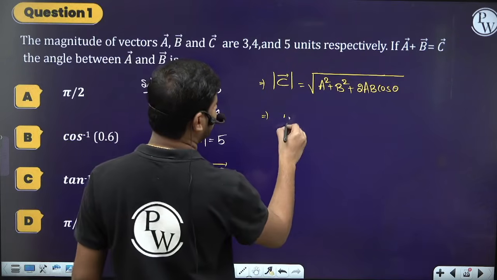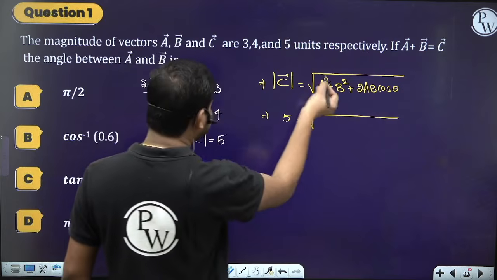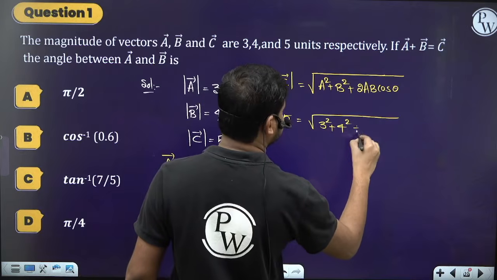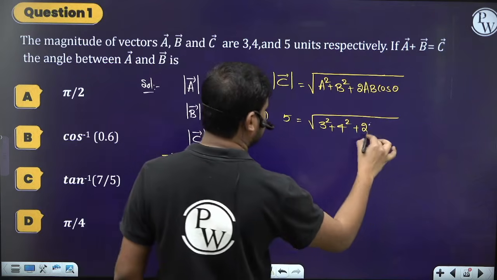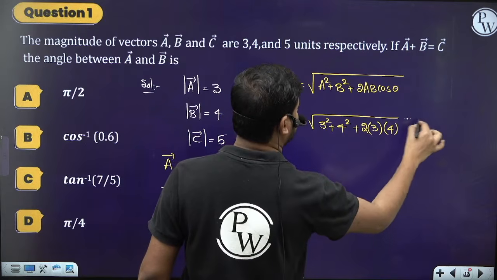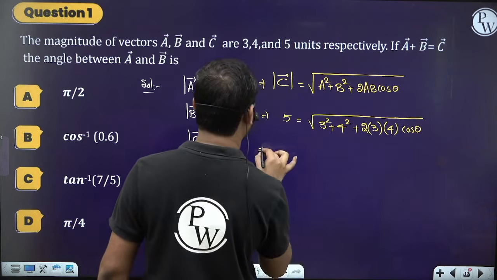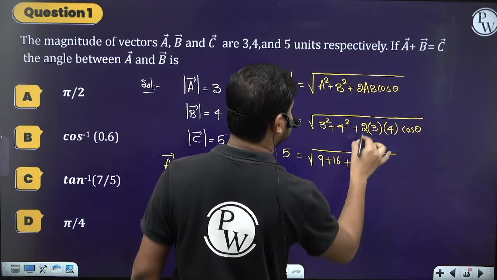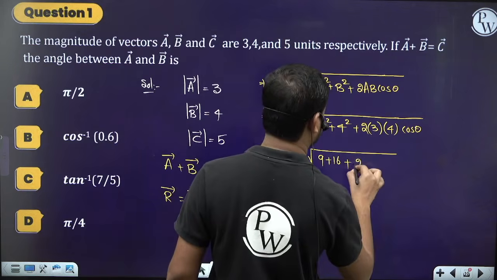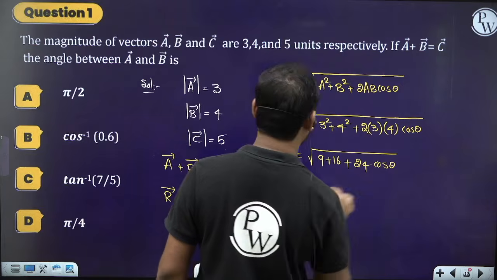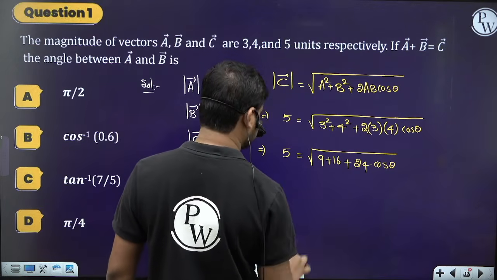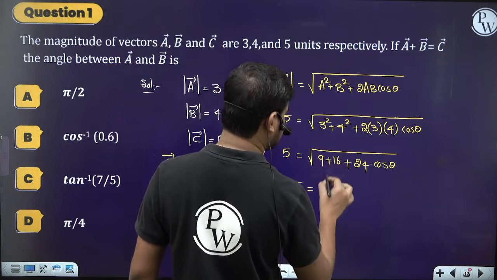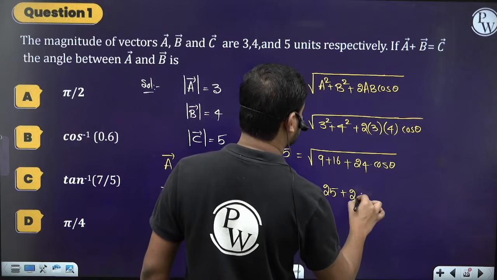So the magnitude of C is 5. The magnitude of A square is 3 square, the magnitude of B square is 4 square, plus 2 into the magnitude of A, which is 3, into the magnitude of B, which is 4, into cos theta. So 5 is equal to the square root of 9 plus 16 plus 6 into 4, so 24 cos theta, right? Squaring on both sides, this is going to be 25, 5 square, and the root cancels, so 25 plus 24 cos theta.